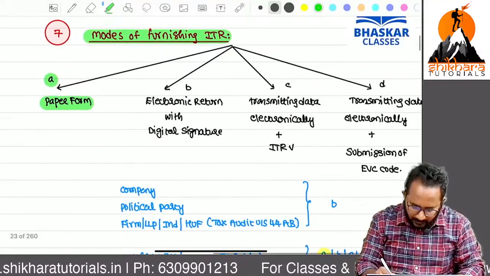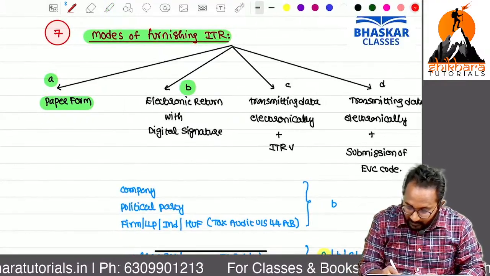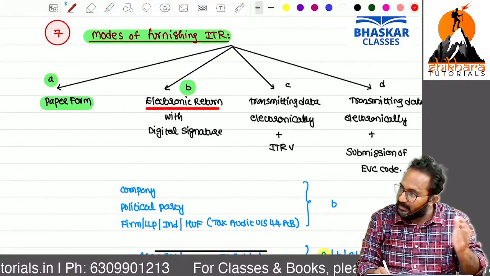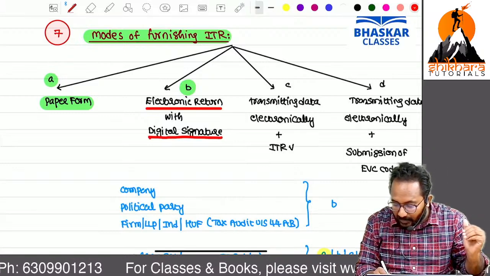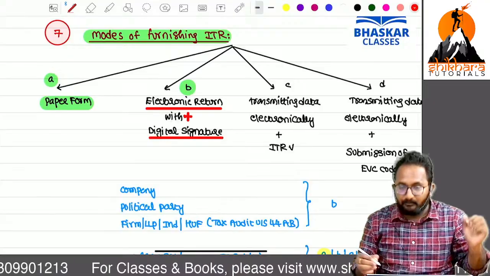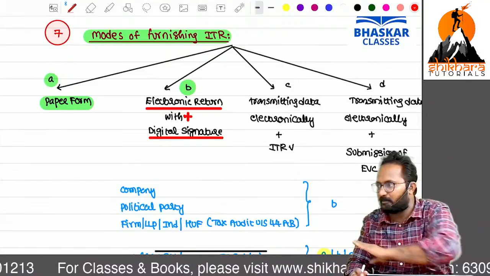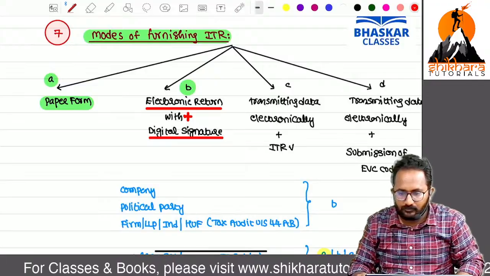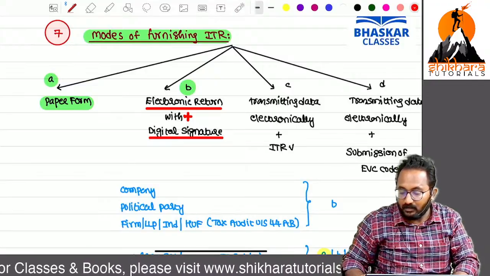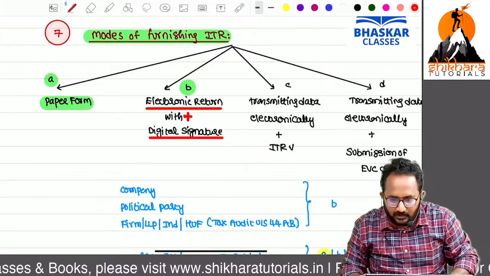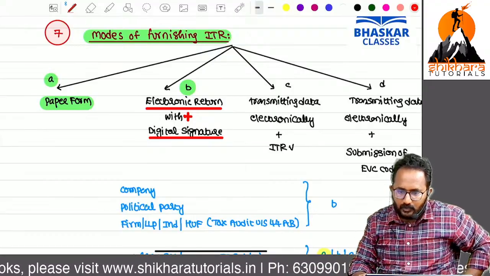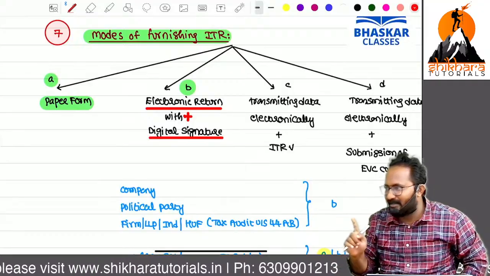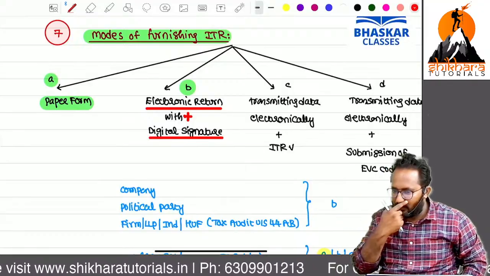Second one, electronic return, means we need to send the data electronically using the e-filing website. But how can we do the signature? Digital signature. Must and should this mode be used by whom? Company. Sir, can two ITRs be filed at a time? For one assessee, you can file only one ITR.